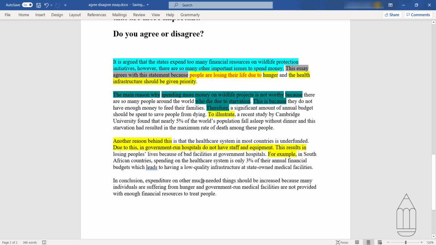In conclusion, expenditure on the other much needed things should be increased. So I have reiterated this statement as well as stated my opinion here, because many individuals suffering from hunger are dying, and the government-run medical facilities are not provided with enough financial resources to treat people. So this is my second point. I have reiterated my second point here.